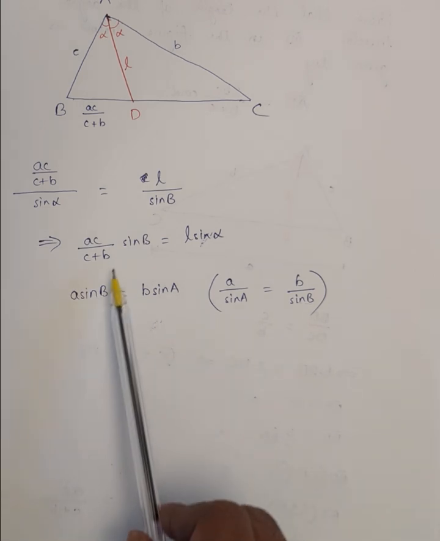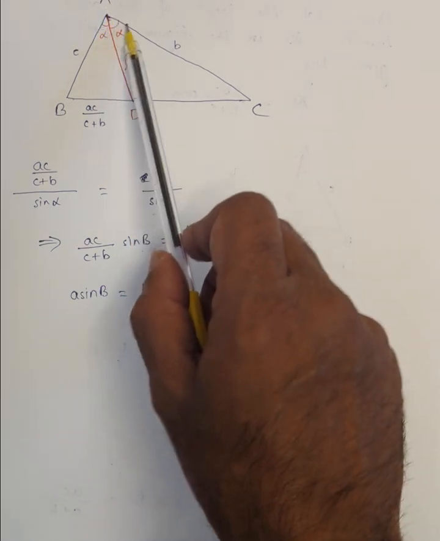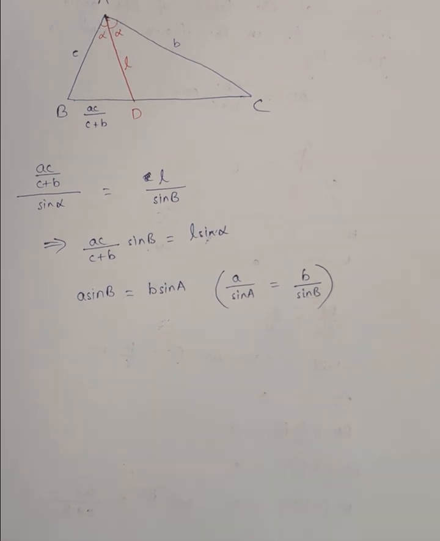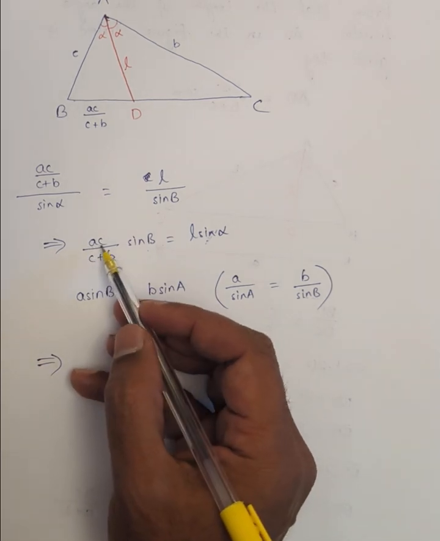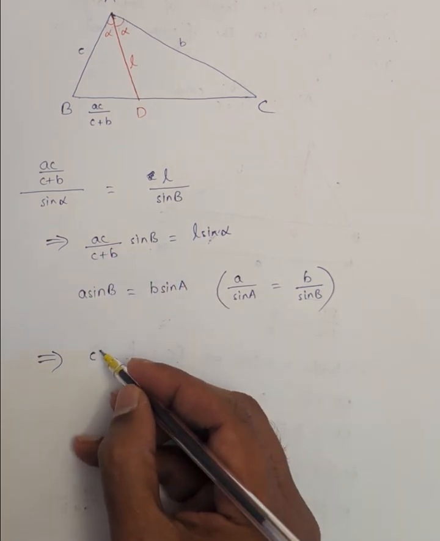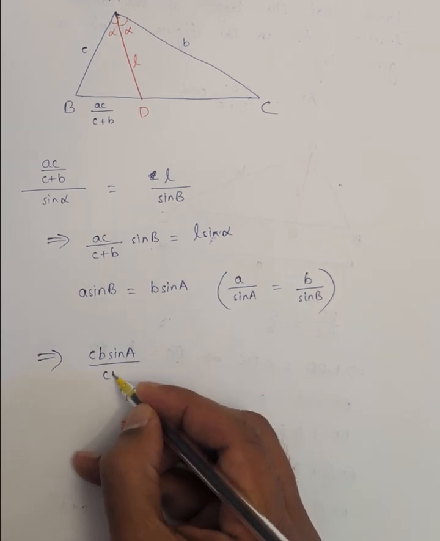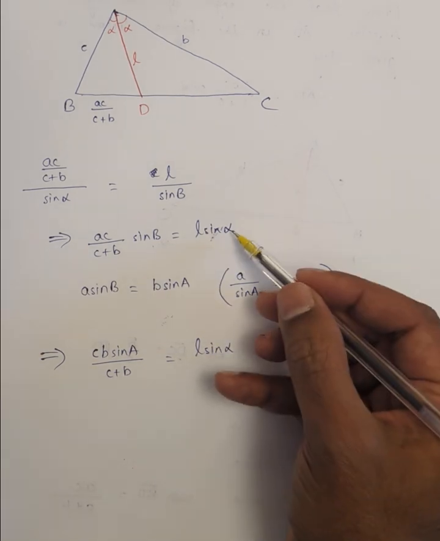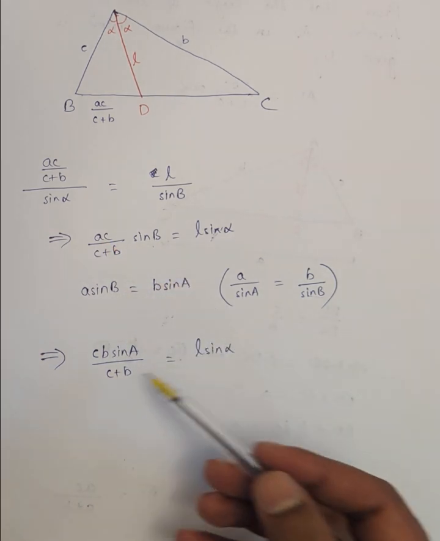What I wanted is, I don't want B here, but I would rather have angle A because it involves alpha. In fact, A is 2 alpha, like we said earlier. So let's rewrite the left side. The numerator C, I did not change that, but A sine B, I want to write as B sine A, over C plus B, is equal to L sine alpha. So this equation is being rewritten with A sine B replaced by B sine A.